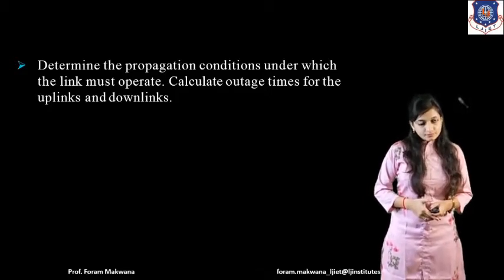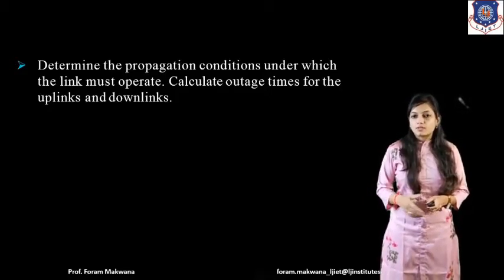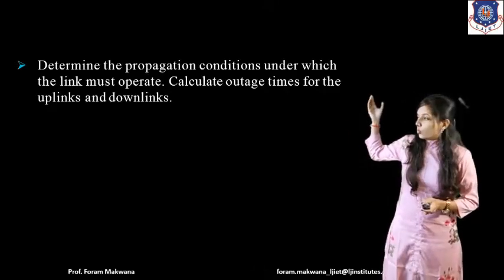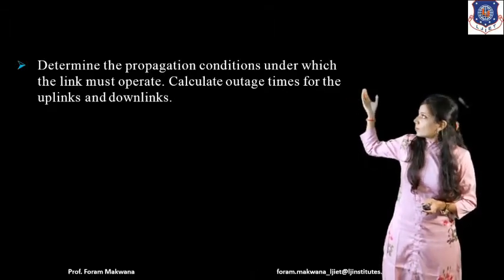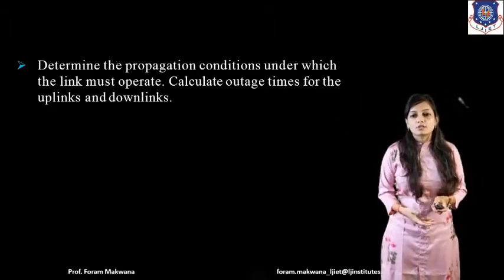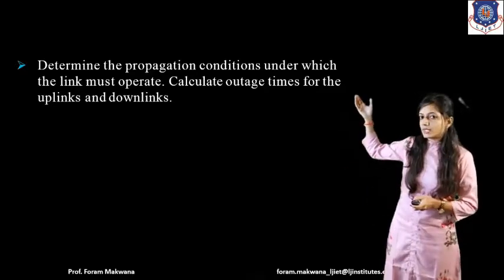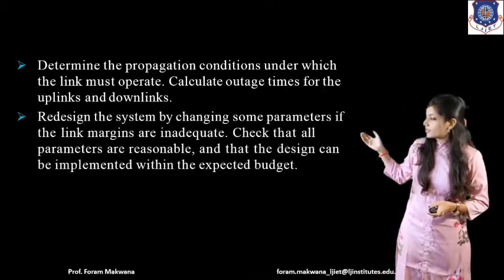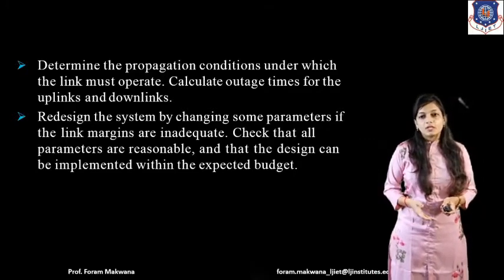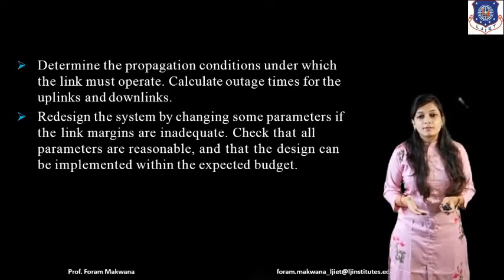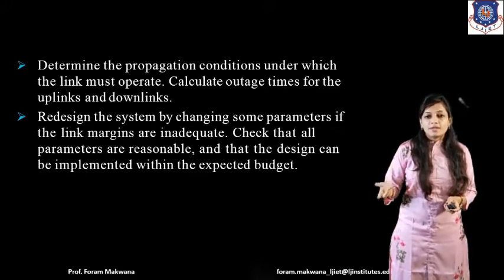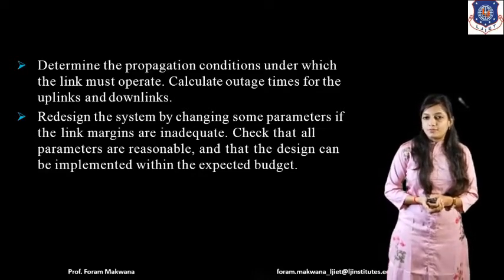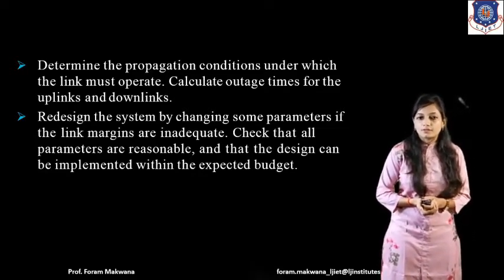Now, we need to first consider my frequency band, which will affect my carrier power. Why? Because we need to determine the propagation condition under which a link must operate. So we are calculating the outage time for uplink as well as for the downlink, and we will redesign the system by changing some parameters. Because this link budget will allow simply changing the parameters, and we are able to recalculate all the carrier power and the receive power as well as the noise power, right?